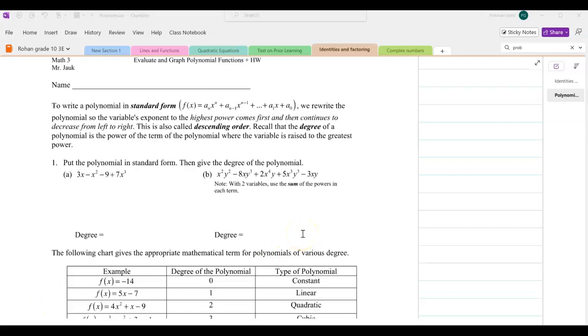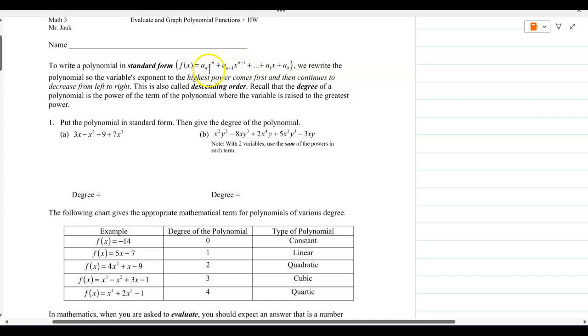Okay, so when you put a polynomial in standard form, you put it in decreasing powers of x. You know that, correct? So x raised to n, x raised to n minus 1, and so on, decreasing powers of x. Highest powers come first, and then you go from left to right in descending order. So degree is the power of the term with the greatest power. Remember, degree is the greatest power.